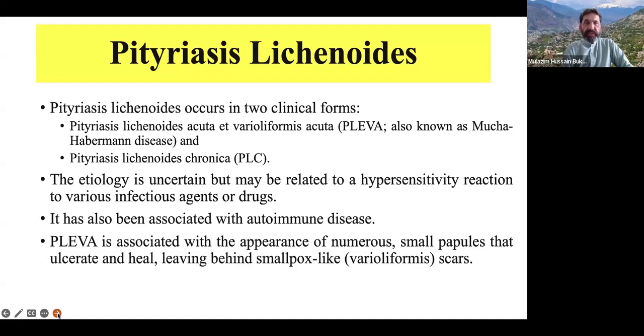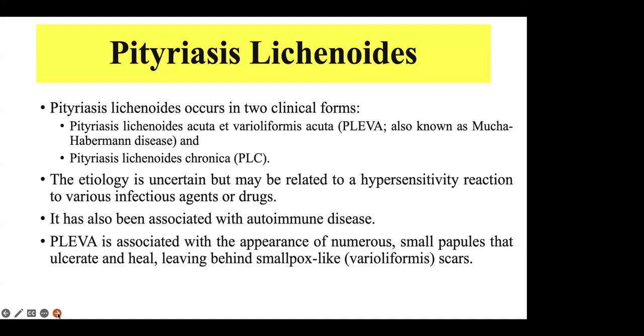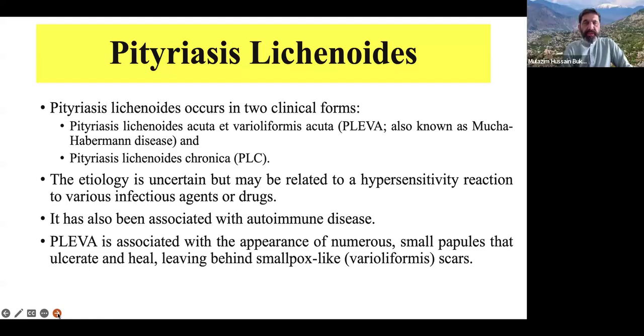lichenoides. Pityriasis lichenoides occurs in two clinical forms. The acute form is called PLEVA, and it has some other clinician names and other things. A patient with the chronic form rarely comes to you in the clinic. That is called pityriasis lichenoides chronica.